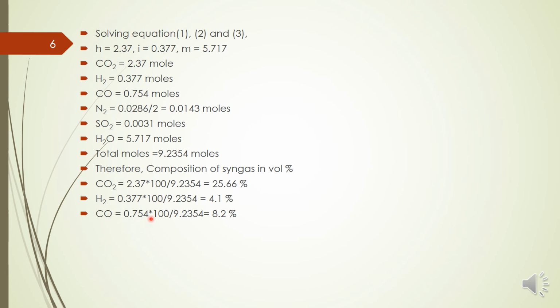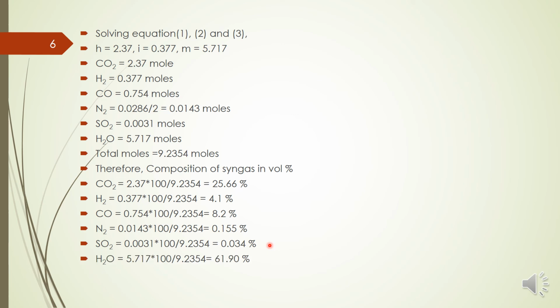Carbon monoxide 0.754 into this 100 divided by 9.2354, 8.2 percentage. Nitrogen is only a small amount, because we are using oxygen, not air. If it is air, we will have a large mole percentage of nitrogen. So here it is only 0.155 percentage. Sulfur dioxide is also very small, 0.034 percentage. And mainly we have water vapor, around 61.9. So this is the overall volume percentage.